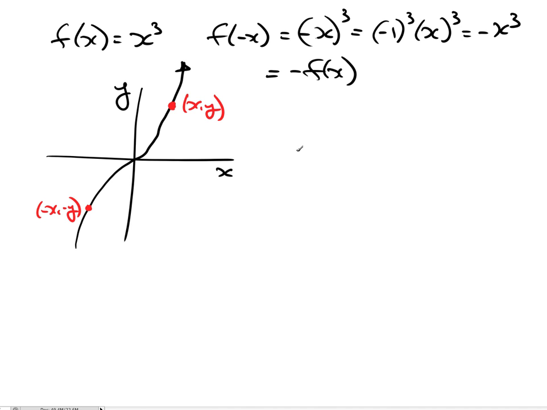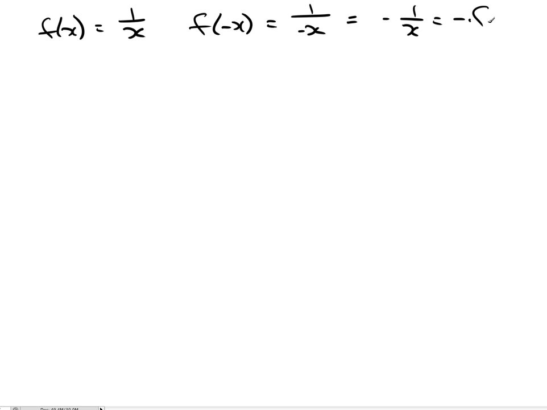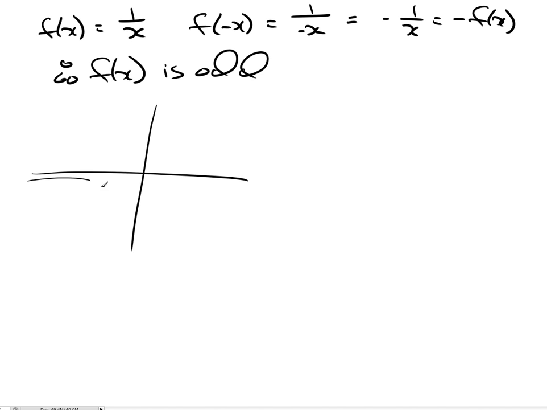Let's take a look at one more real quickly here. How about f of x equals 1 over x? Well, f of negative x will equal 1 over negative x, which equals negative 1 over x, which is a negative f of x. Therefore, f of x is in fact odd. And if you do a quick graph of f of x equals 1 over x, you know that the function looks like this. And again, you can clearly see that this is in fact symmetric about the origin.